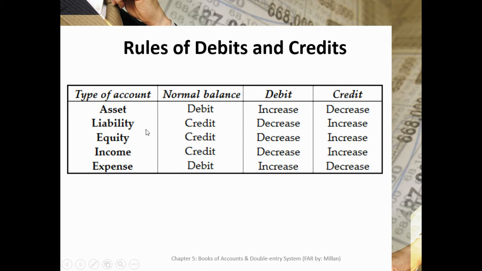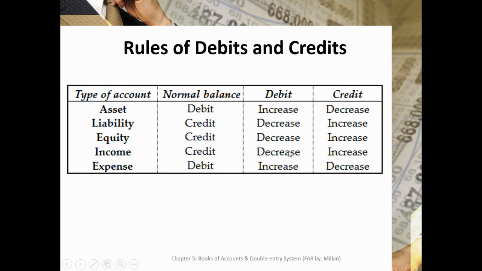Si liability naman, ang normal balance niya ay credit. So, pag credit mo siya, dadagdagan siya or mag-i-increase. Pag dinebit mo siya, mababawasan siya. Si equity, ang normal balance niya ay credit. So, pag credit mo siya, mag-i-increase siya. Pag dinebit mo siya, babawasan mo siya. Sa income, ang normal balance niya ay credit. So, credit is increase. Kapag babawasan mo siya, ide-debit mo naman siya.